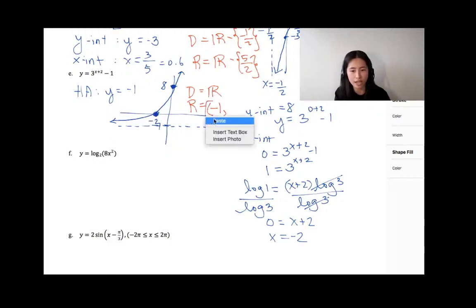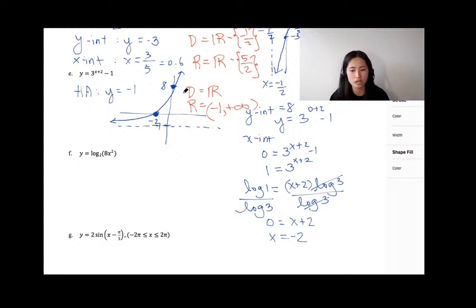So this is not a square bracket. That's the difference between drawing a round bracket versus a square bracket, because a square bracket means your function is also included. But your function is not included, therefore it's going to be a round bracket. And this is round -1, comma, positive infinity, because it goes all the way up until positive infinity.